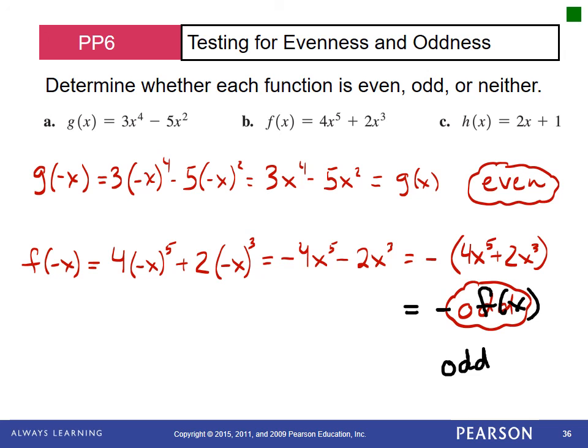Okay, C, h of x is 2x plus 1. Prove whether it is even, odd, or neither. All right, let's go for it. Again, plugging negative x into the function gives me 2 times negative x plus 1. That will give me negative 2x plus 1.